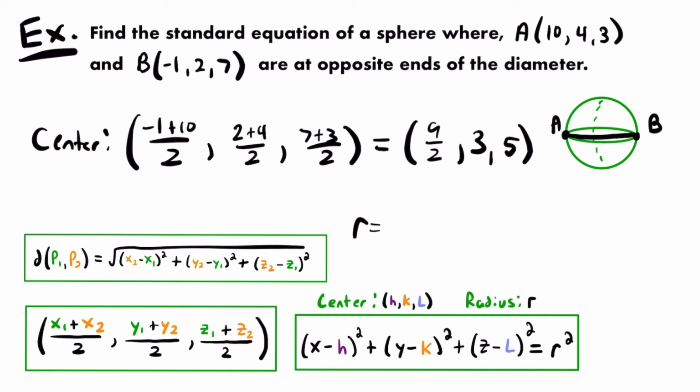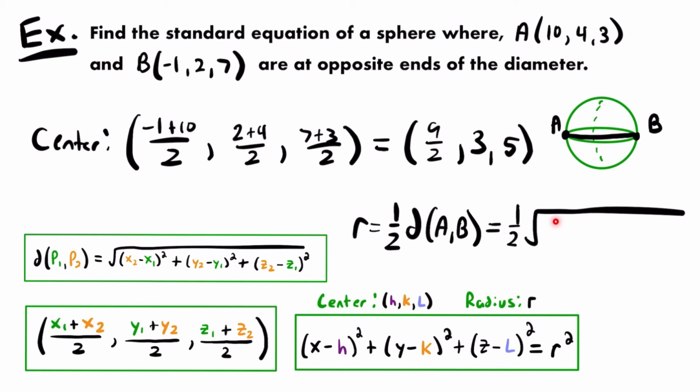So our radius is going to be equal to 1/2 of the distance between point A and point B. And so that's going to be equal to 1/2 times the square root of the difference in our x-coordinates squared. And so we'll have -1 minus 10, squared. Then we'll add that to the difference in the y-coordinates and add that to the difference in the z-coordinates, and both of those differences are squared. So for the y-coordinates, we have 2 and 4, so we'll have 2 minus 4. And then for the z-coordinates, we have 7 and 3, so we'll have 7 minus 3.